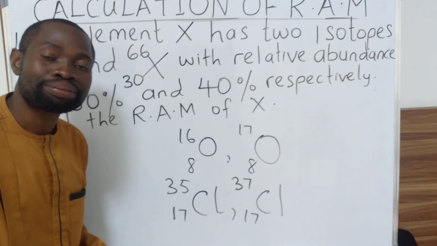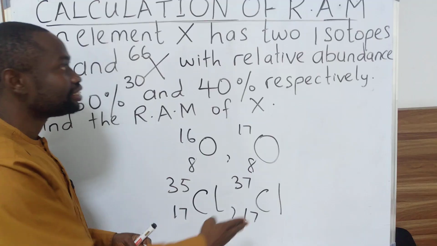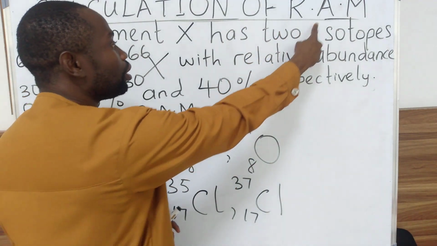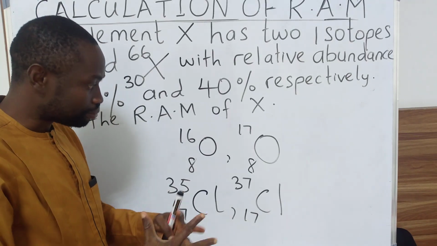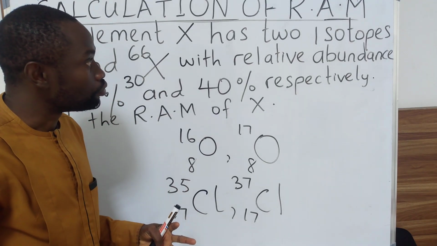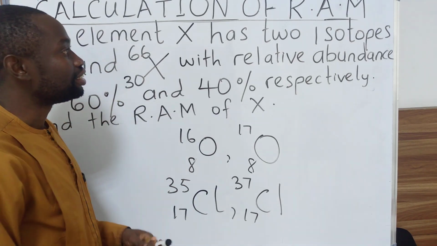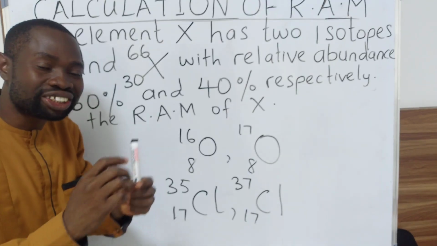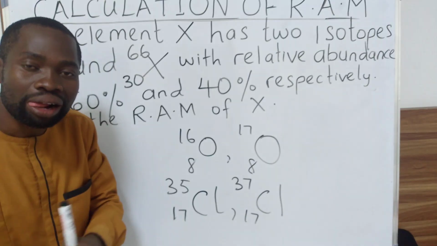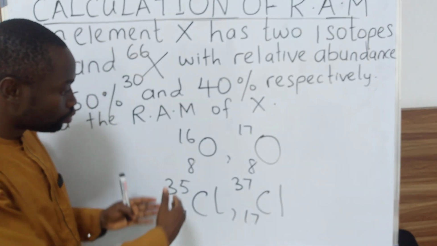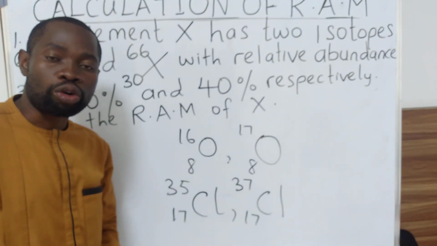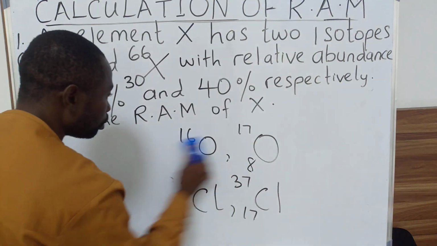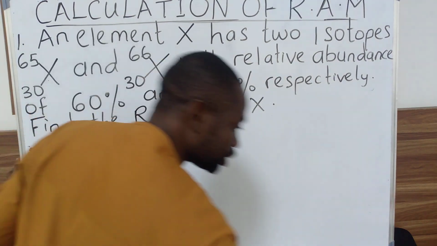Every element has its own calculated relative atomic mass, and for most elements, the relative atomic masses are not whole numbers. They are always in decimals because of the forms of isotopes of the elements. Alright, so coming back to this question, this is the question now.